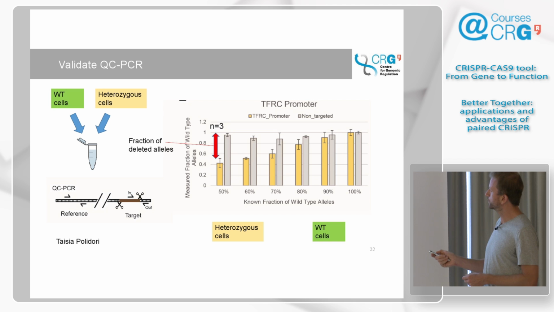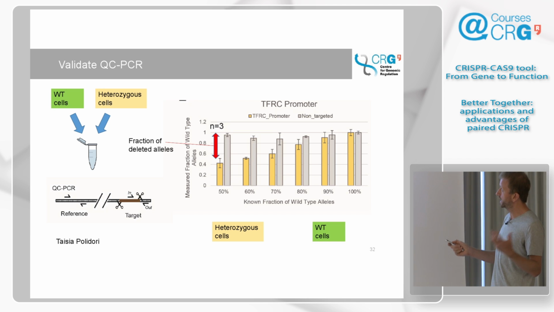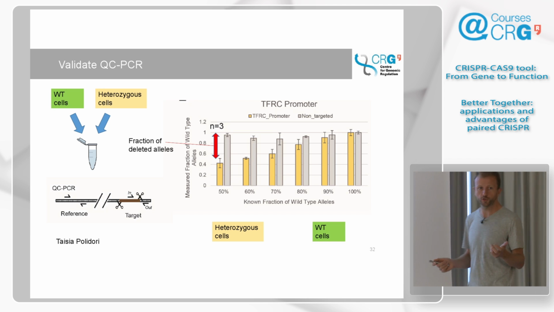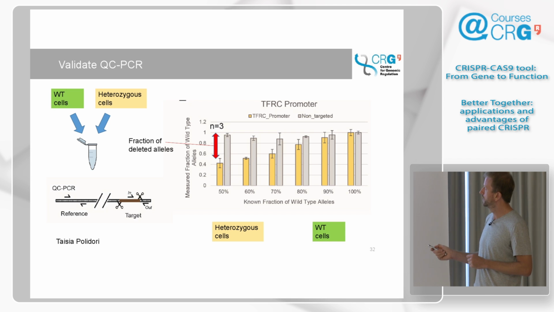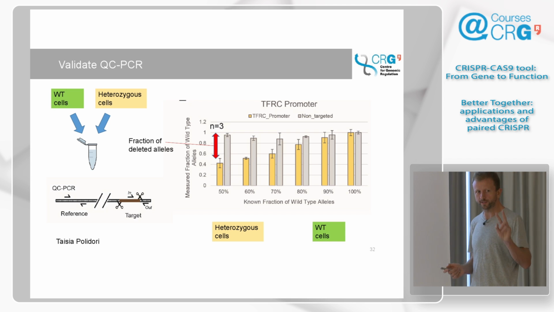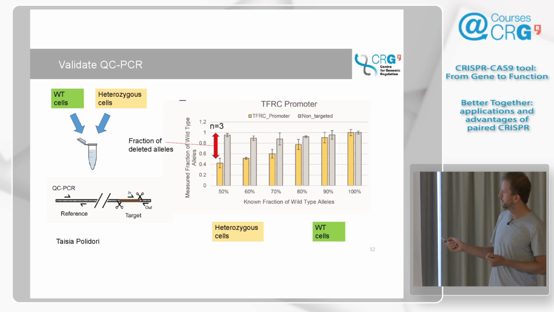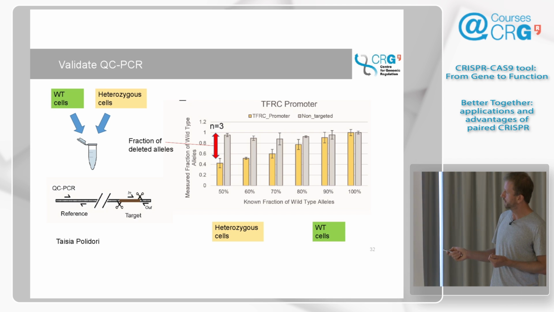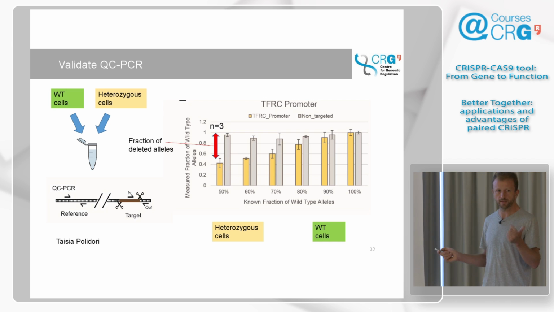And so to do this, what we did is we took those heterozygous cells, which I showed you, the TFRC knockout cells, and we took wild-type cells because we know that they're diploid. That's important. We know they're diploid. We know that they're heterozygous. And so we took the wild-type cells and the heterozygous cells, and we mixed them in different proportions. Okay, so here we have 100% wild-type, and here we have 100% heterozygous. So these have 100% wild-type allele that we're targeting, and these have only half.